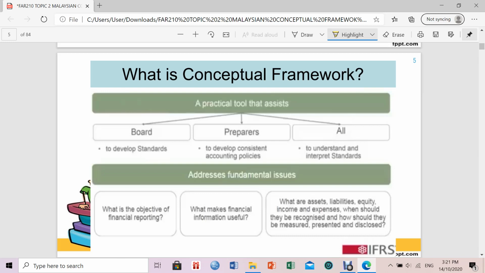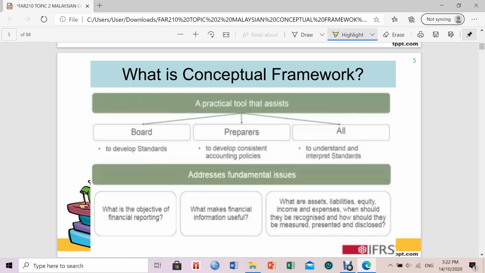The next one is to assist other parties, other than the board and the preparers, for example academia, researchers, or students, in order to understand the standards and be able to interpret them. Basically, what you must know about this conceptual framework is that it is not a standard. Nothing in the conceptual framework will override any standard or any requirement in a standard.